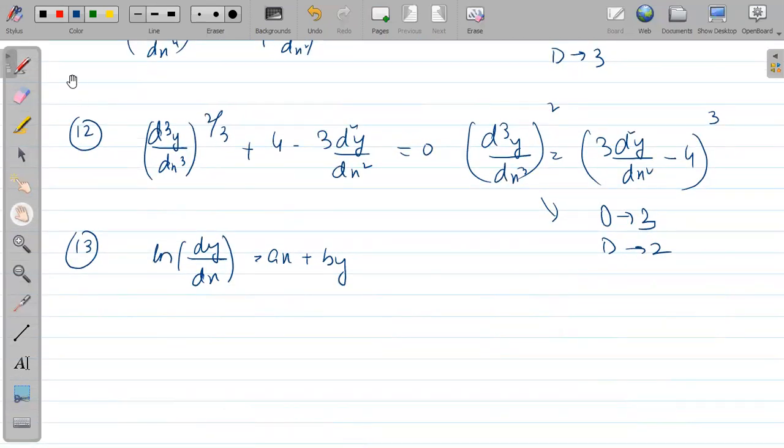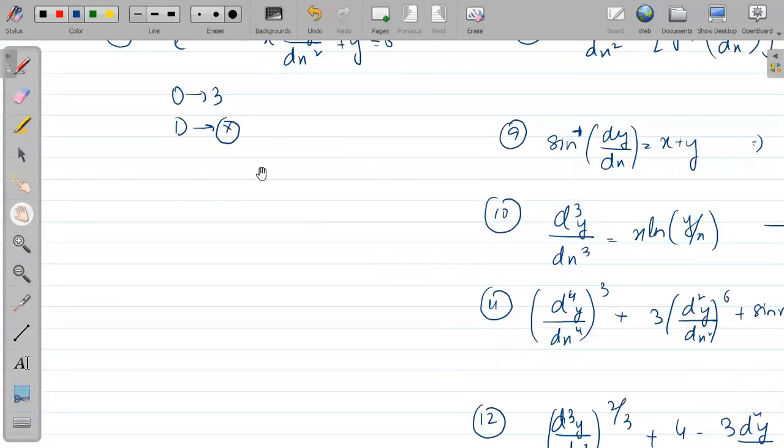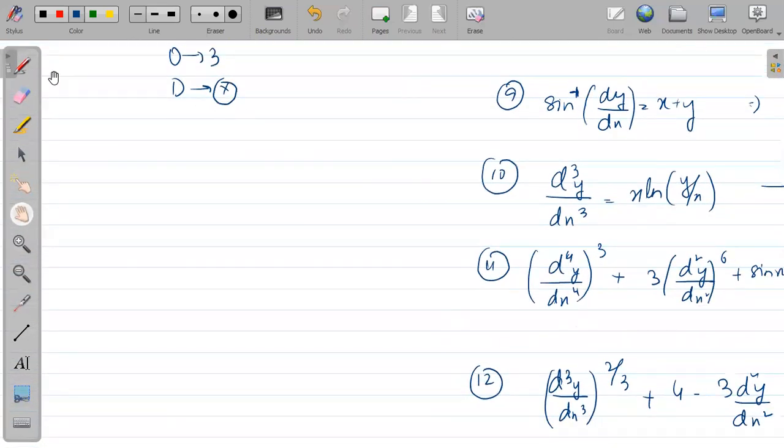Yes, it is defined here. Order is 1, degree is 1. Yes, it can be represented like this. Order is 1, degree is also 1. Correct. So these are the types of questions, very simple. You have understood each and every question. Sir, show the last one.